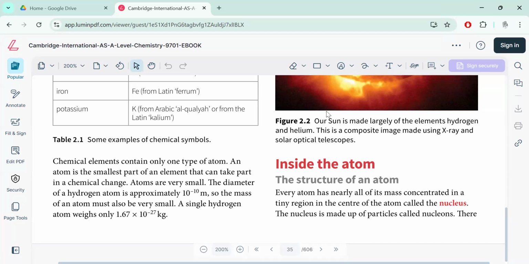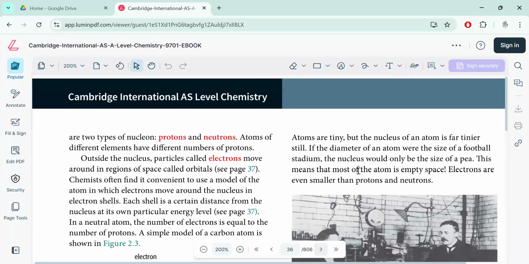So inside the atom, the structure of an atom: every atom has nearly all of its mass concentrated in a tiny region in the center of the atom. It's called the nucleus. And the nucleus is made up of particles called nucleons. There are two types of nucleon: protons and neutrons. And atoms of different elements have different numbers of protons. Also, outside the nucleus are particles called electrons.